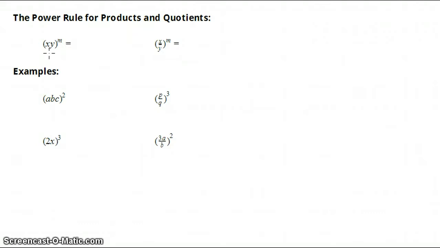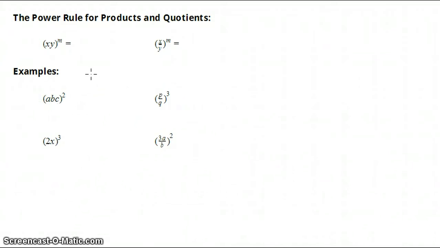So what we're going to be looking at are cases where we have some sort of a product, for example here x times y, or a quotient, x divided by y, and we take that entire quantity and we raise it to a power. So let's again look at a specific example. We'll start off with a product example.